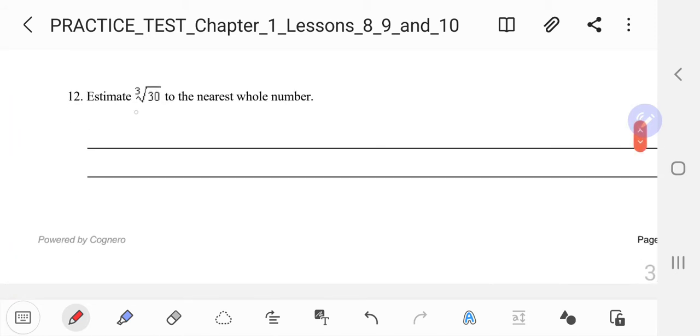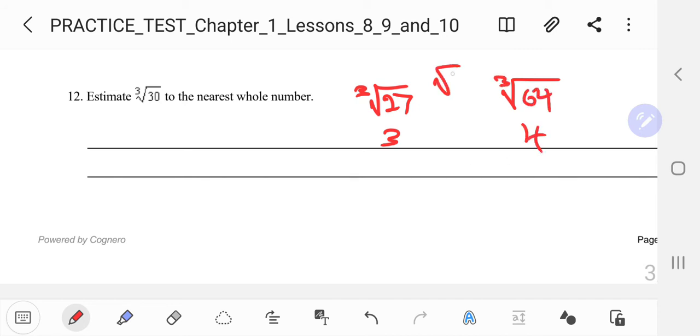Keep going, estimate the cube root of 30. That means we need to know our closest cube roots. Cube root of 27 would be 3. Cube root of 64 would be 4. So cube root of 30 is going to be somewhere in there, and much closer to the answer you get for cube root of 27. So our closest whole number is going to be 3.